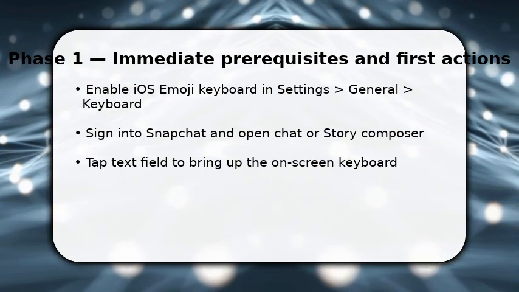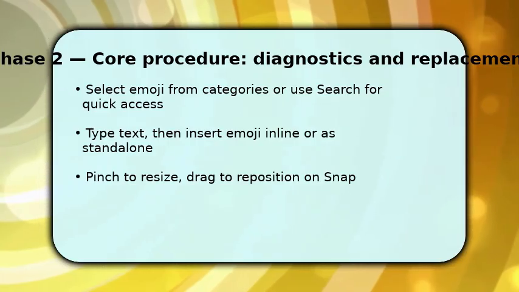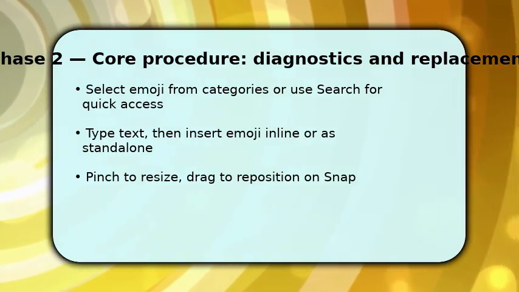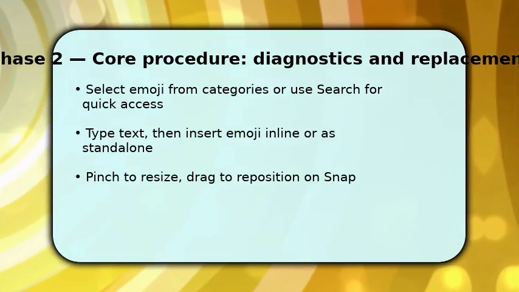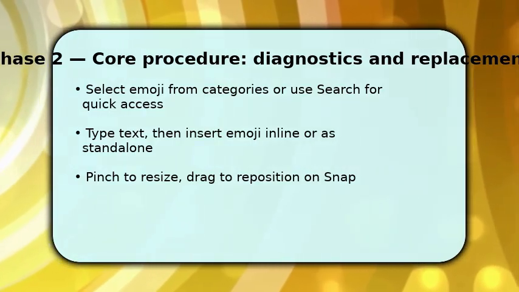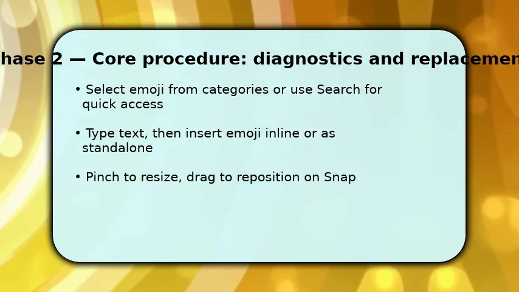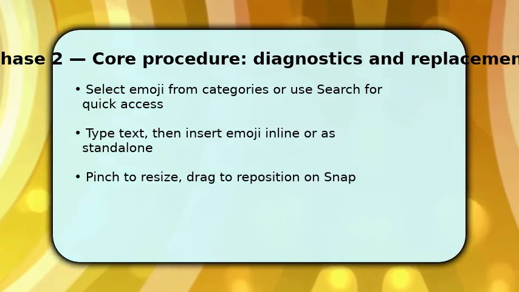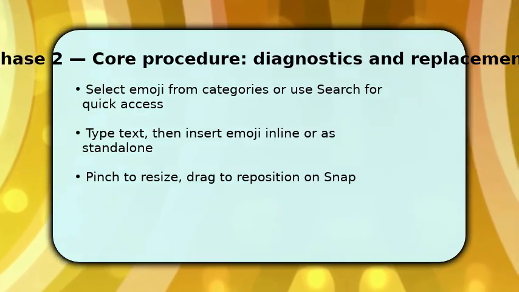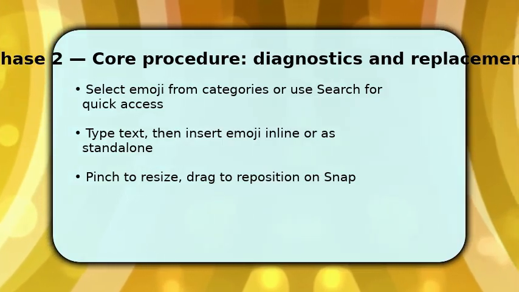Once the emoji keyboard is visible, choose from categories or type a search term to find a specific emoji. This saves time. Tap an emoji to insert it in line with text, or place it alone on the canvas if you prefer a sticker-like effect. After inserting, use 2 fingers to pinch to resize and drag to reposition. This directly controls visual emphasis. Remember, emoji inserted as text will match platform style. Emoji placed as images behave like overlays.